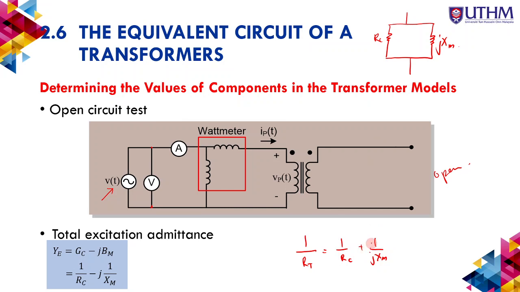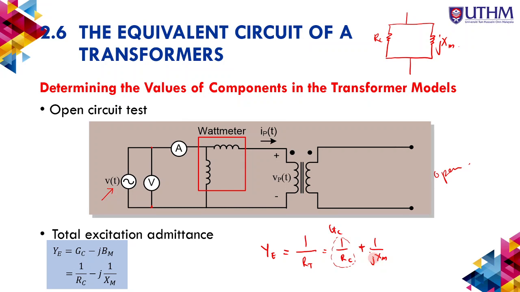So then in order to make it more easy, the 1 over R, we name it as a YE. Okay, and this part, we name it as a GC, and this part is plus. Okay, remember, this one is plus. So the J is at below.